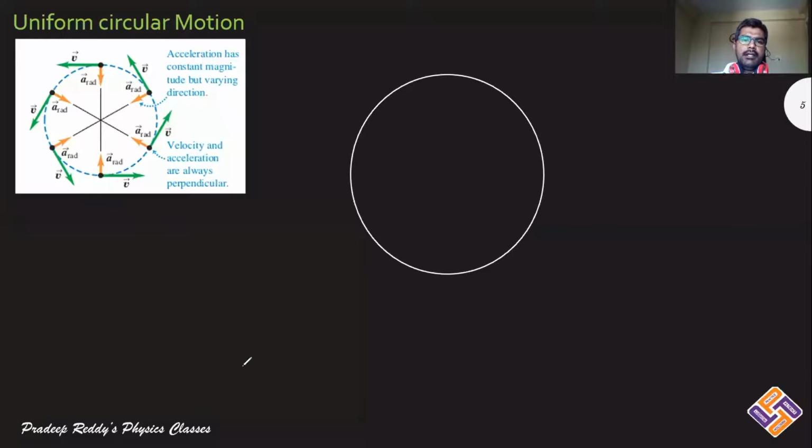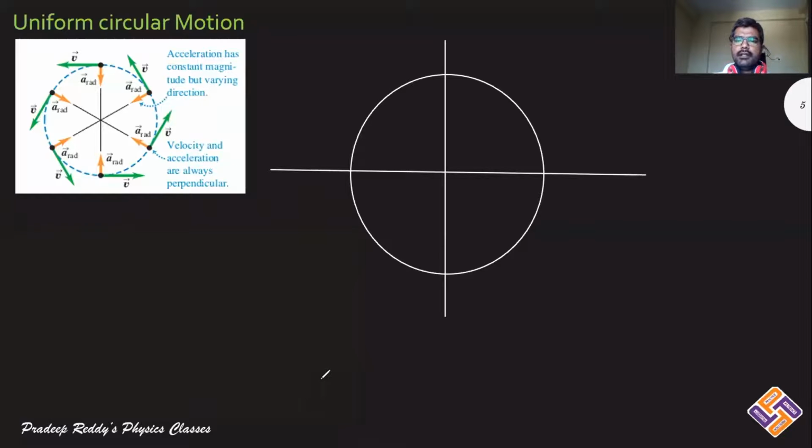So let me explain the details about circular motion. See, this is x-axis. This is y-axis, right? It is positive x-axis. It is negative x-axis. It is positive y-axis. And this is negative y-axis.